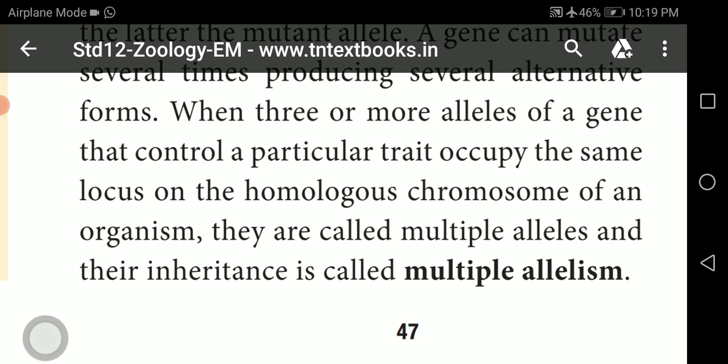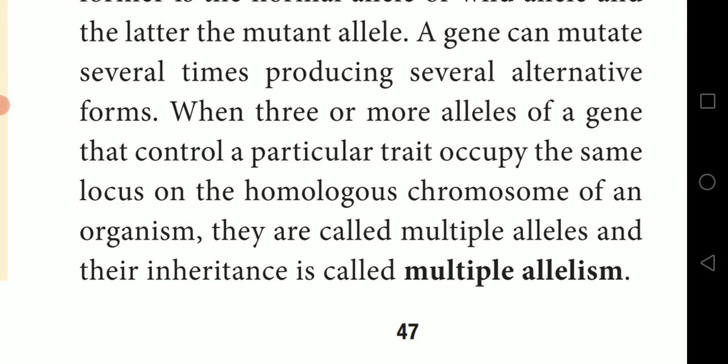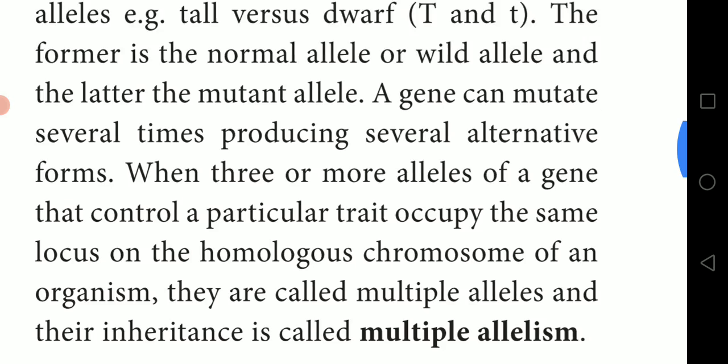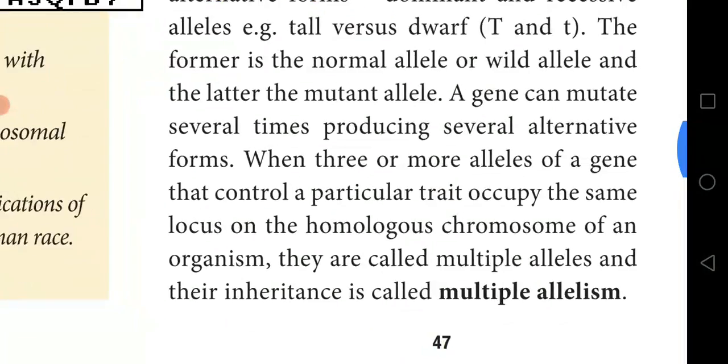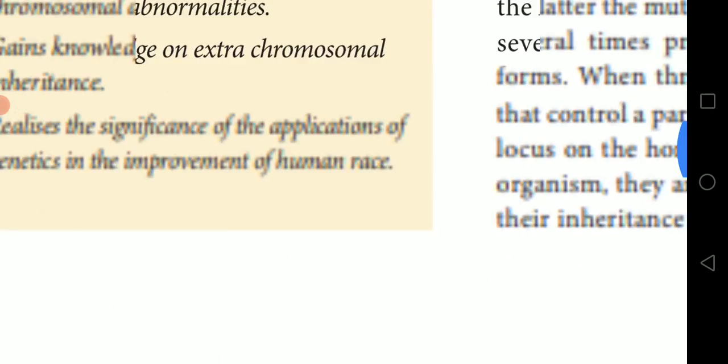So in a gene, 3 or more alleles will be there. That is because of multiple alleles. So their inheritance is called multiple allelism.